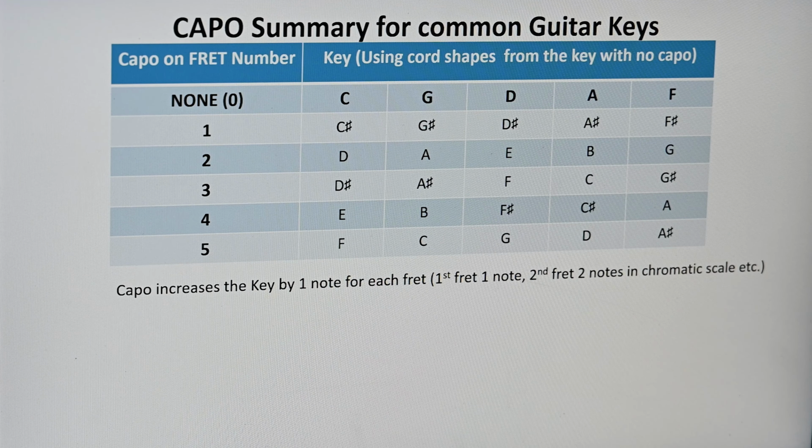Here's a capo summary for common guitar keys. If I'm playing in the key of C and I don't have a capo, I'm playing just regular C. If I use C shapes and fret 1, it's C sharp, D, D sharp, E, F, and so forth, for all the different shapes and where I have my capo. So the capo increases the key by 1 note for each fret.